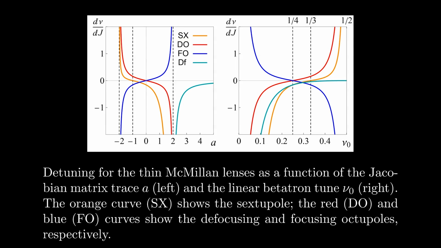Each function crosses 0 exactly once, at the tune corresponding to its intrinsic resonance, the third integer for the McMillan sextupole and the quarter integer for the McMillan octupoles. To learn more about intrinsic resonances, their degeneracy, the universal model of thin nonlinear lenses, and the generalization of these ideas to round beams and electron lenses, you are warmly encouraged to explore the list of articles provided at the end.